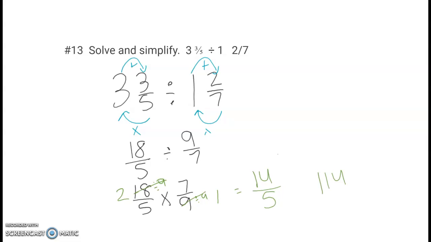That is improper, so I'll use my division house to turn that back into a mixed number. 5 goes into 14 2 times. 2 times 5 is 10. Subtract, I have a 4.